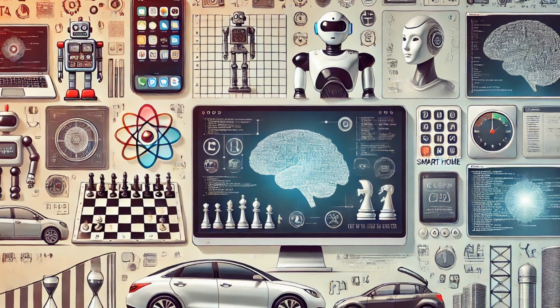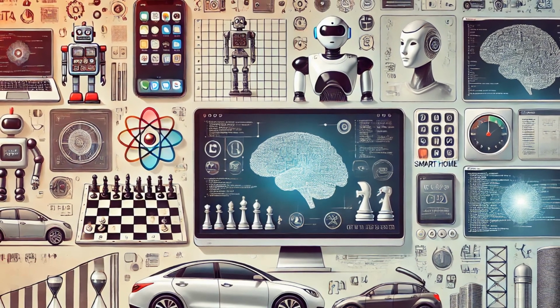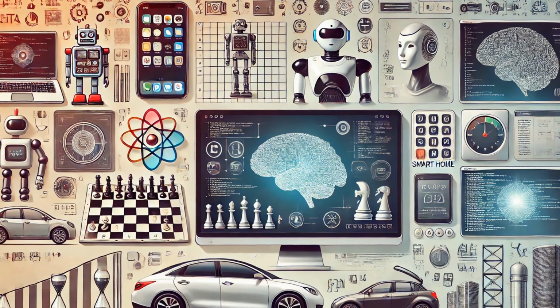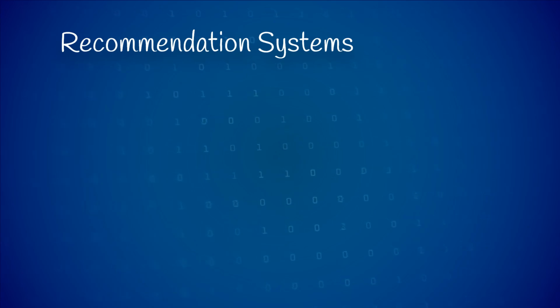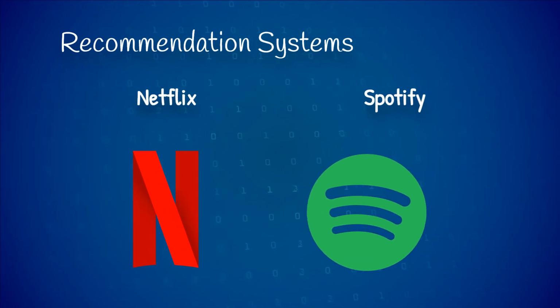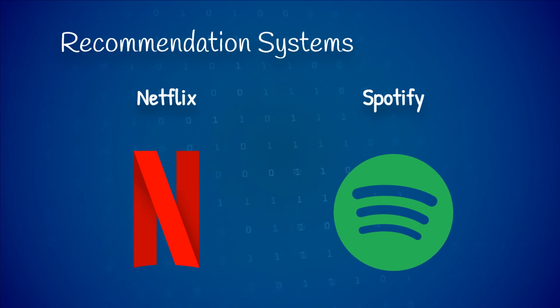Right now, I will display a series of objects on the screen, and I would like you to think about whether these objects exhibit AI or not, based on your own judgment. Let's start with recommendation systems. Reflect on the ones used by streaming services like Netflix or Spotify. These systems use your past behavior to suggest movies, shows, or songs you might like. Is this done by AI?